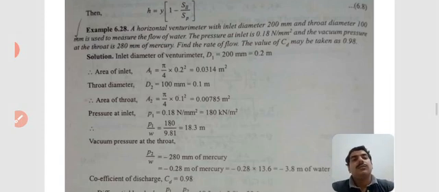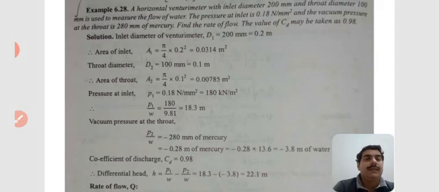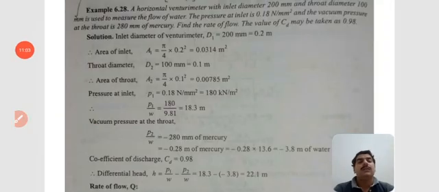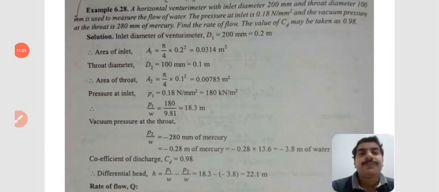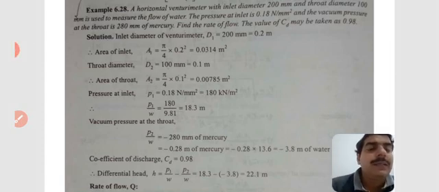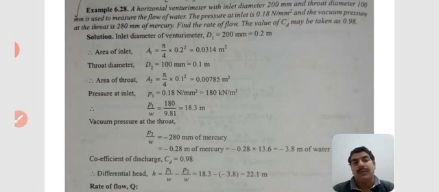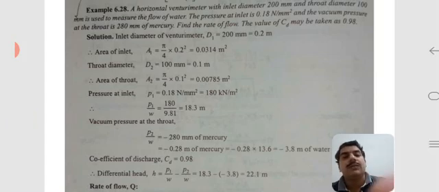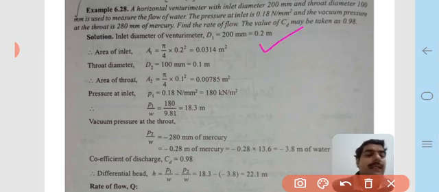Now according to this question, follow the methodology of the solution part. First of all, write all the given terms in the solution part. The inlet diameter of the Venturi meter is taken as D1, which is 200 millimeter. It can be converted to meter, that is 0.2 meter, because 1 meter is equal to 1000 millimeter.